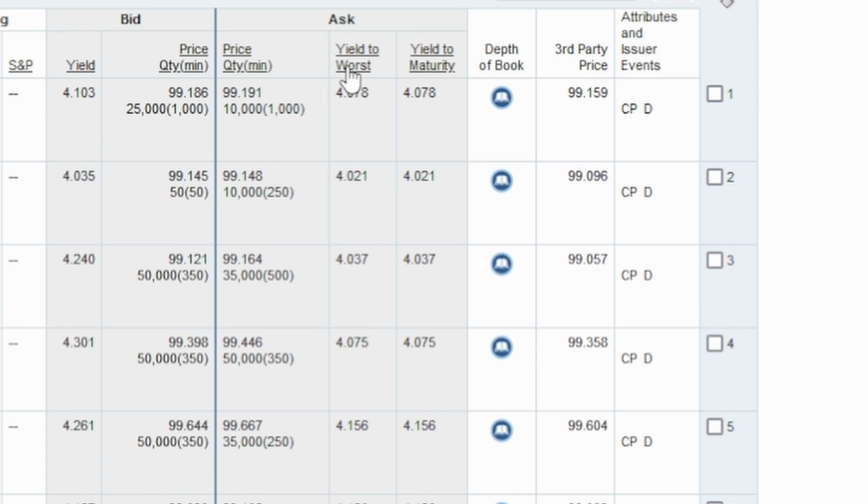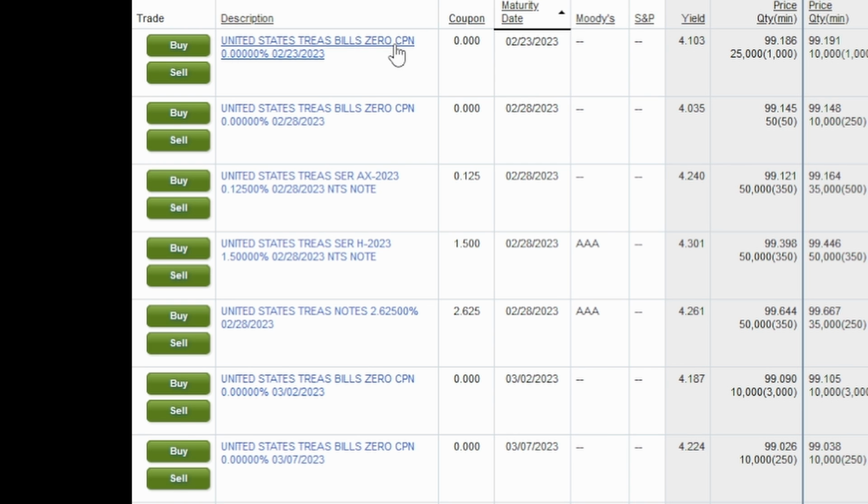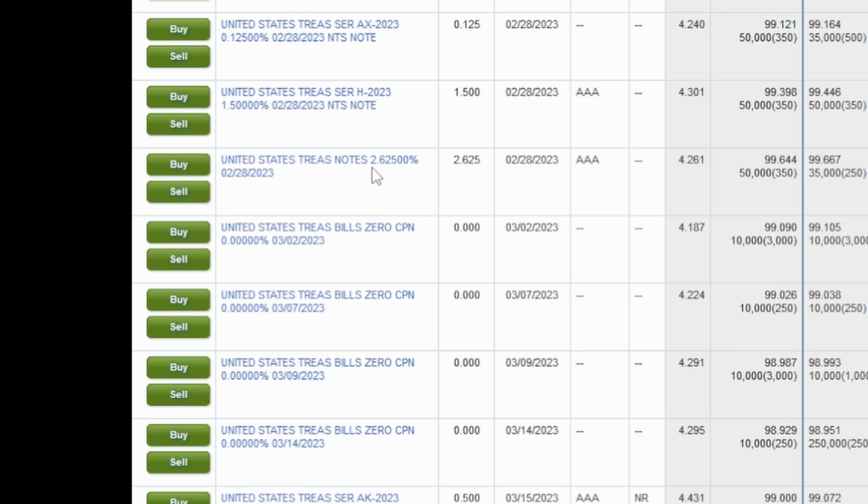And so they tell you here that if it is callable, this is the worst yield you'll get if it gets called back on the first callable date that it's available to be called. But with these Treasury bills, since there's zero coupon, there's no coupon, it's not called, it's short term, and that's why the yield to worst is the same as the yield to maturity. One other thing to notice here is that you see Treasury bills, but here's a Treasury note, another Treasury note. I thought we're buying Treasury bills, right?